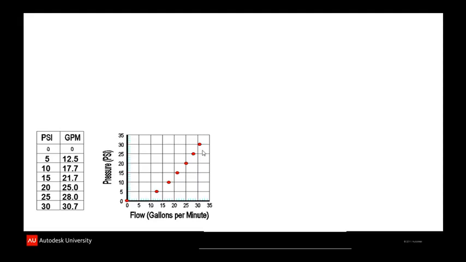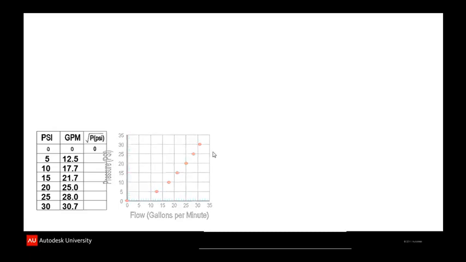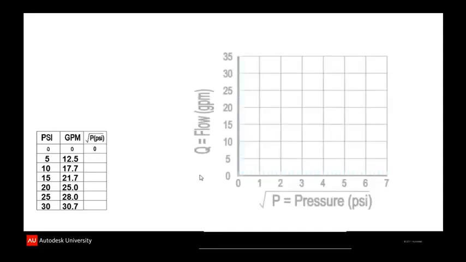The equation for a parabola usually involves the square root of one axis compared to the regular power of the other axis. So he suggested that I take a look at the square root of the pressure related to the flow, instead of the pressure related to the flow. If we did that, we'd get rid of the graph that related the regular pressure to the flow, and focus on the square root. So the square root of 0 is 0. The square root of 5 is 2.2.